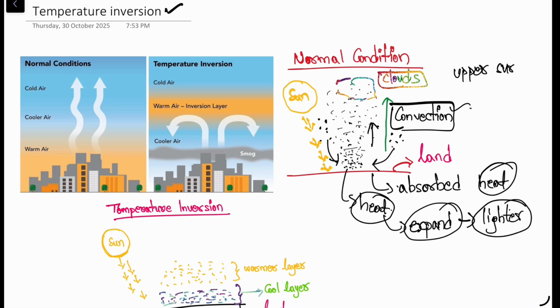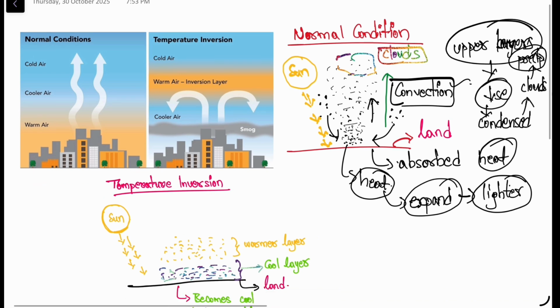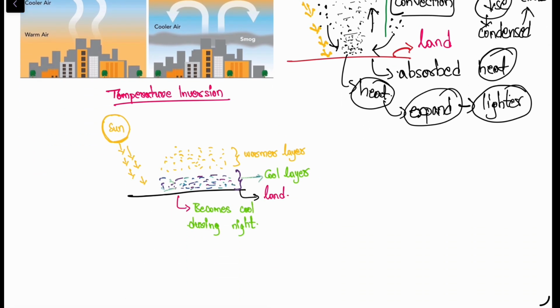And when these lighter particles reach the upper layers of the atmosphere, the temperature will decrease there, right? That is called the normal lapse rate. Because of the decrease in temperature, the air particles will become condensed and form clouds, which will result in precipitation. So this is the normal process, right? But in some situations, what will happen?